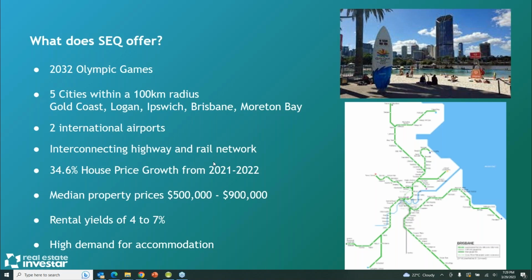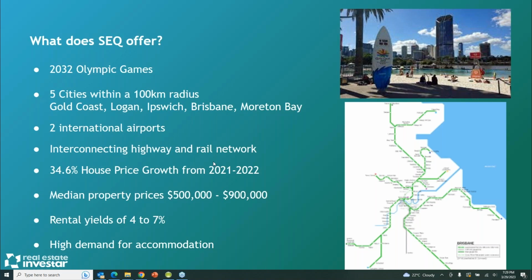I bought my last home about 18 months ago in the crazy market, and it was just unbelievable. And what I did see was a lot of interstate buyers paying well above what the locals were prepared to pay, and that's really driven the property market, and that's going to continue to drive the Southeast Queensland property market.